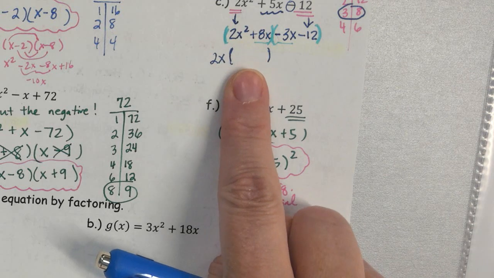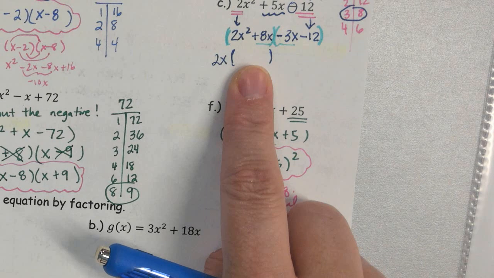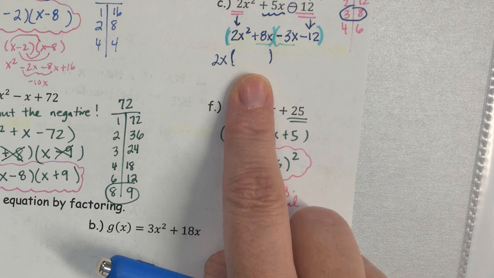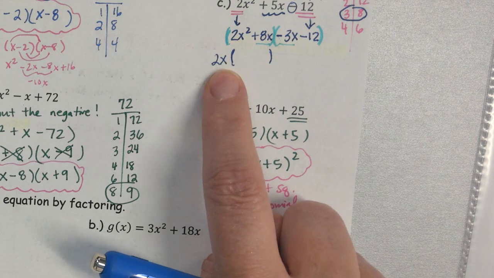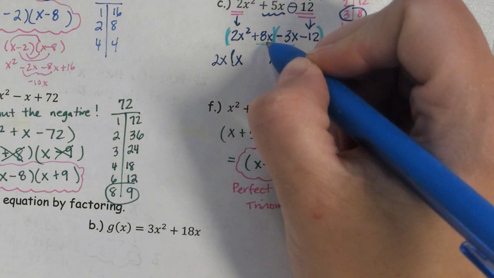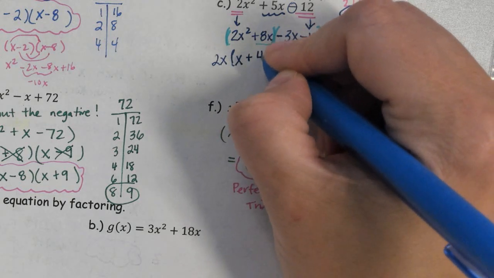So if I take out the 2x, can you guys write what would be in there? You don't have to say it. I just want you to try it. Right? So you're dividing it, taking out the GCF. So 2x squared divided by 2x is going to give you x. And then 8x divided by 2x is going to be plus 4.